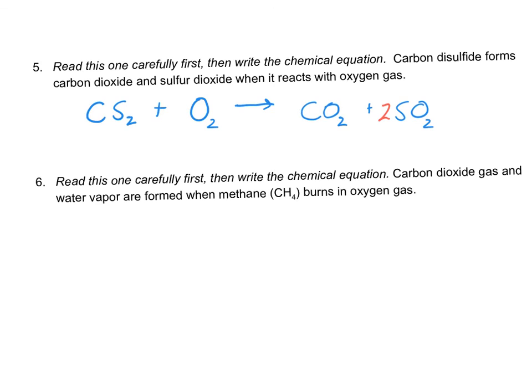What about the oxygen now? I have 4 oxygen plus 2 oxygen is 6 oxygen. So I am going to need 6 oxygens on the reactant side. We are now balanced. We have 1 carbon, 2 sulfurs, 6 oxygen, and now we're balanced. And the rest is up to you.